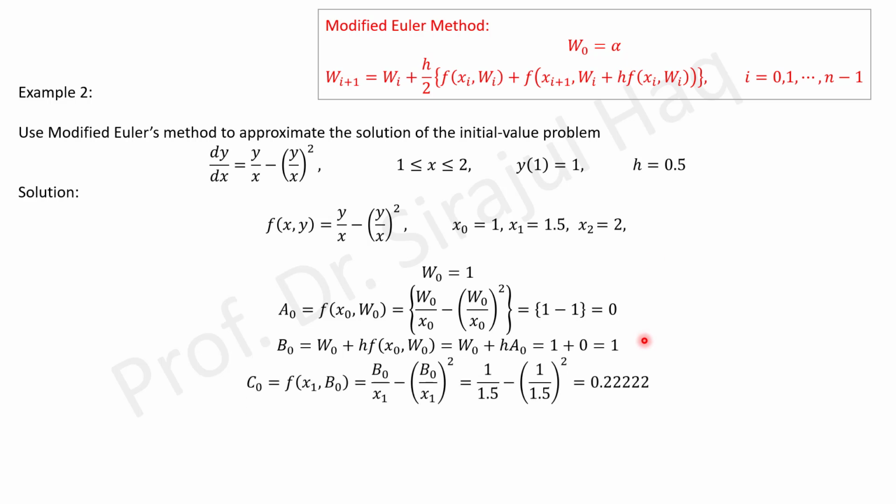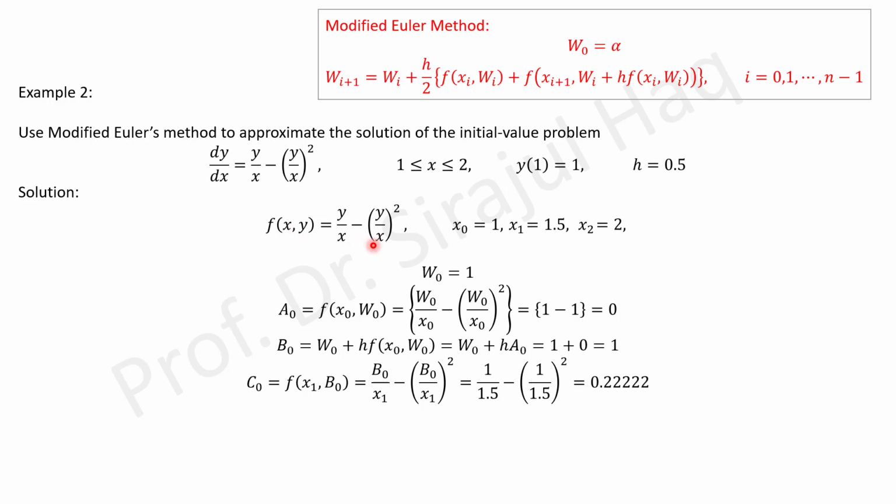Let's find out the value of the function. So remember, i is equal to 0. f of x1, w naught plus h f of x naught w naught, I represented that by b naught. So that's the reason I'm using x1 for this one, and this was my b naught. You can see it over here. So replace x by x1 and y by b naught in the function.